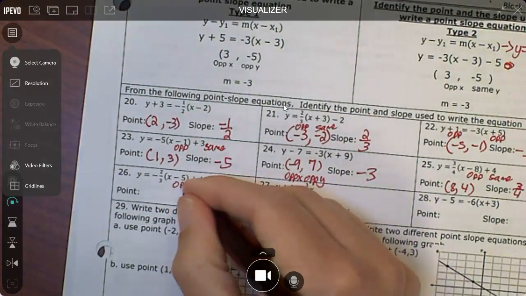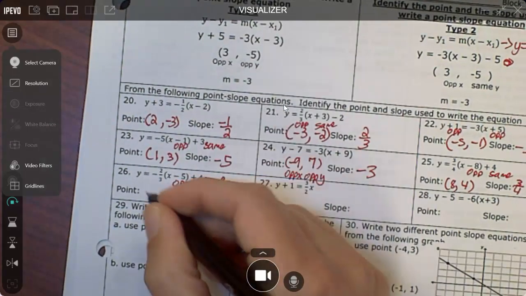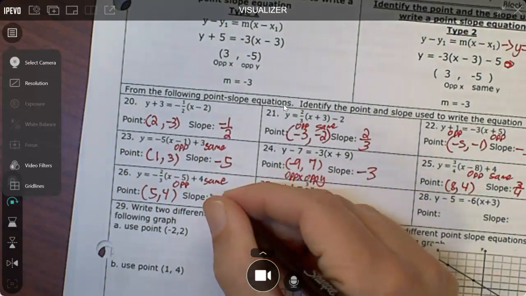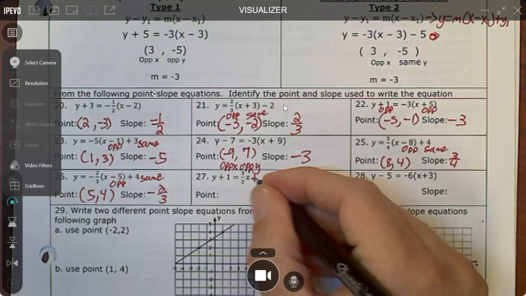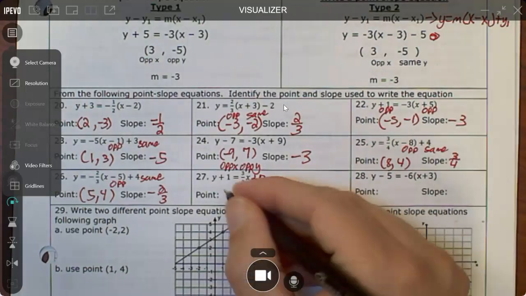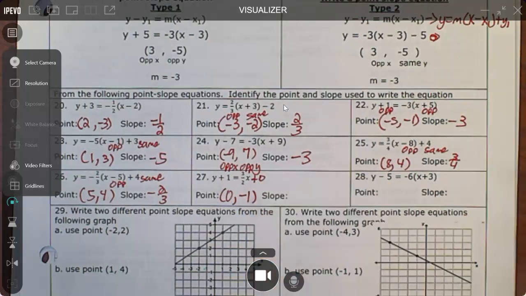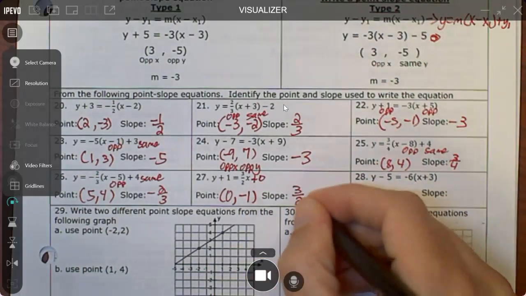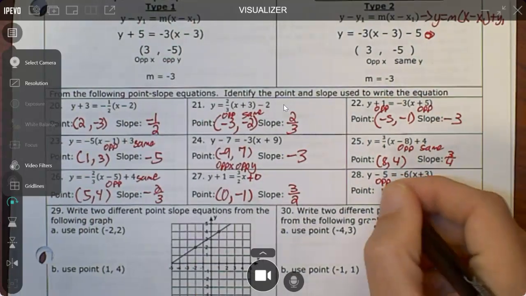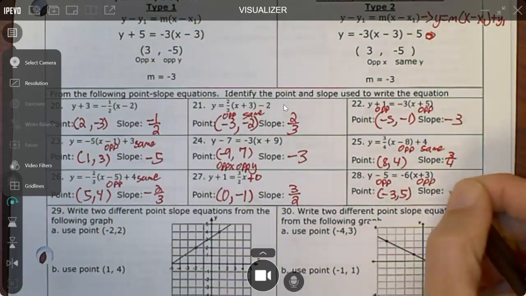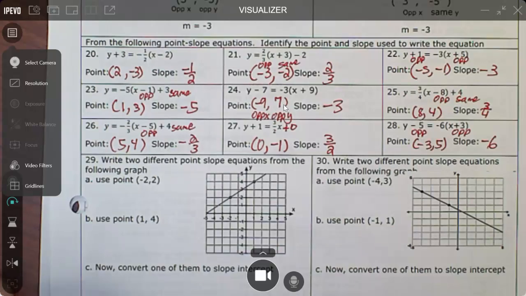Okay, this is opposite. When the y's on this side, it's same. Okay, this one is, so that's like +0. So 0, opposite, -1. Okay, this is opposite, opposite. Slope's -6. Okay, I have to get the homework problems up. Finish this later. Catch y'all later.